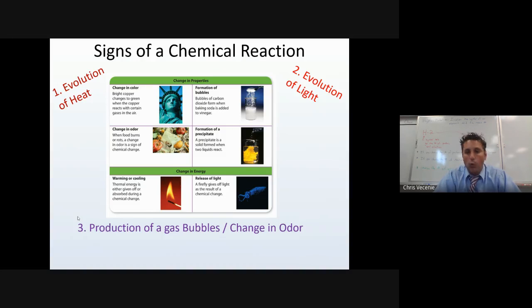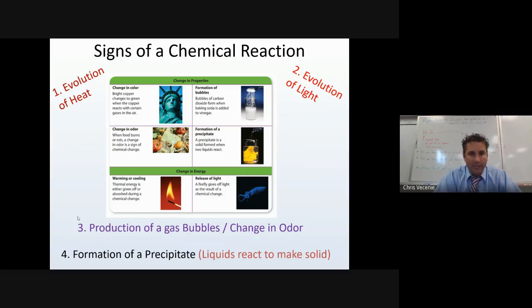production of a gas or a change in odor. If I make a gas, I generally will see bubbles, especially if it's contained in a liquid, and I will tend to smell that gas being created because it has different characteristics than where it came from.